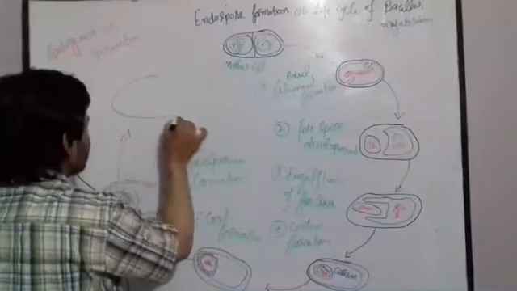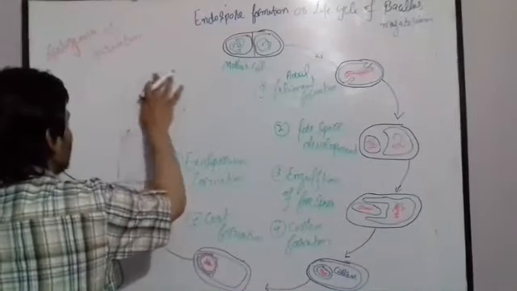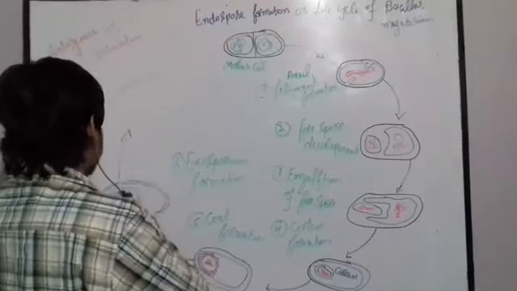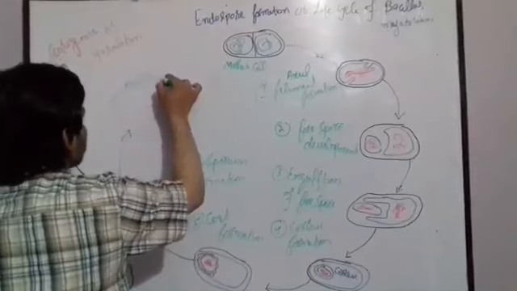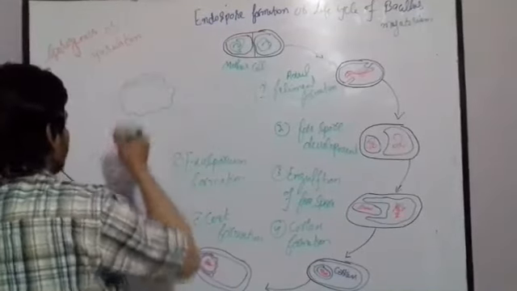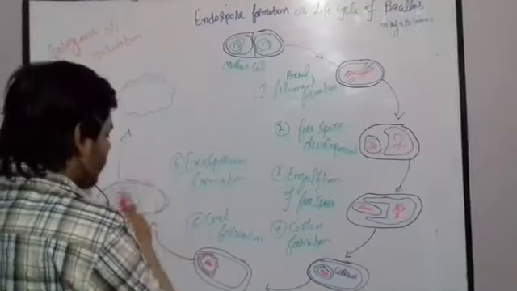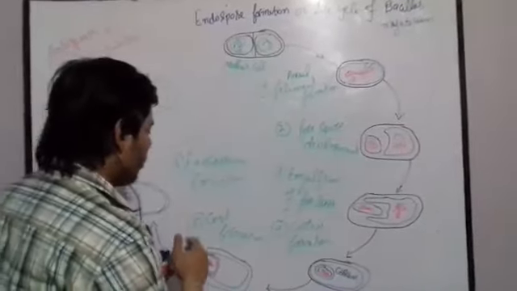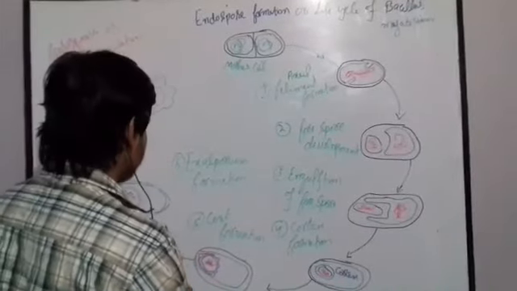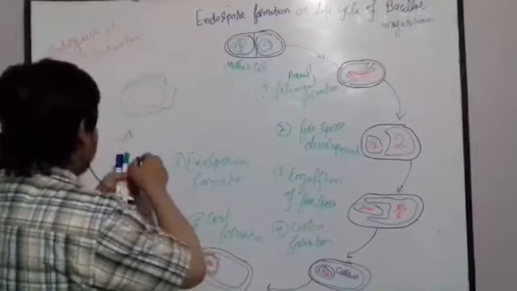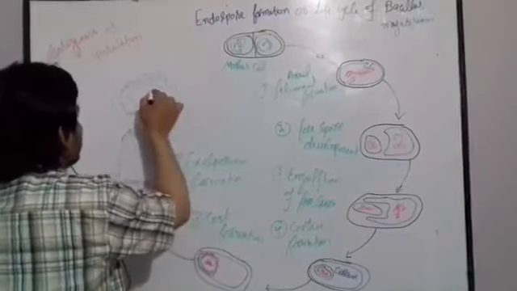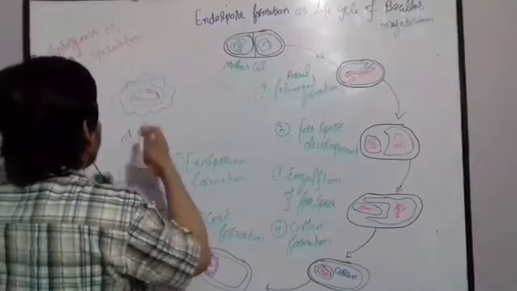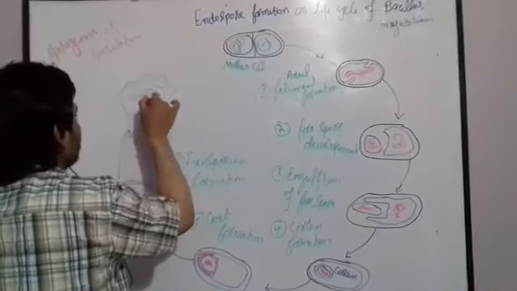So let me draw again. Sorry, not at this stage. This is not a bacterial cell. We can only get this spore. So let me draw. First of all, we have the exosporium. After the exosporium, we have this protein coat. And after the protein coat, we have this cortex. Inside the cortex we have the genome.